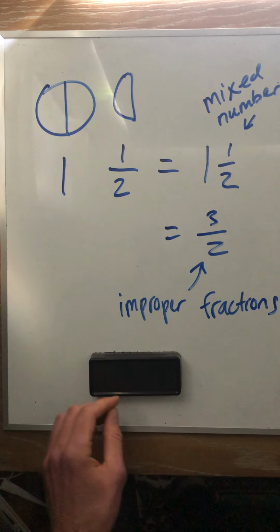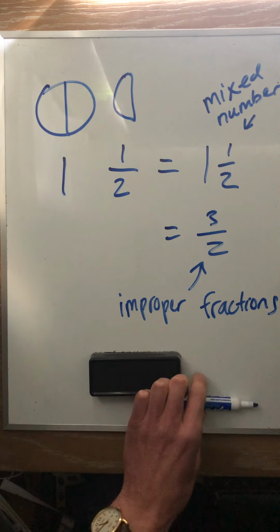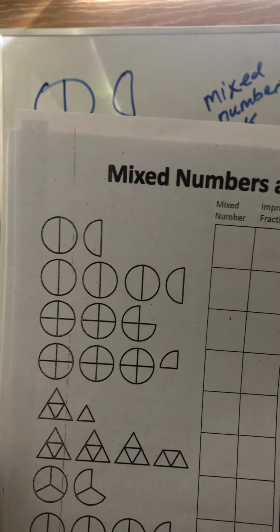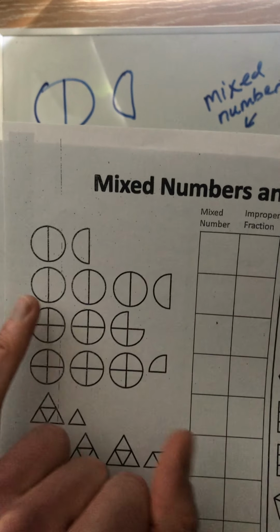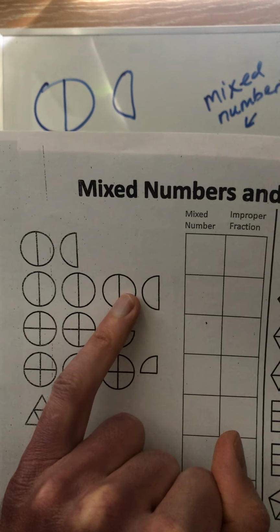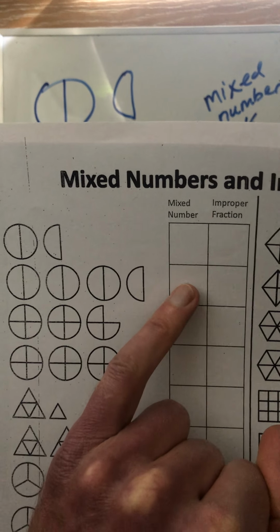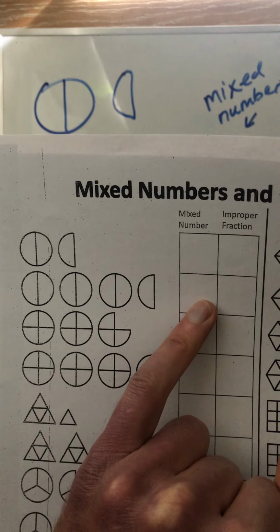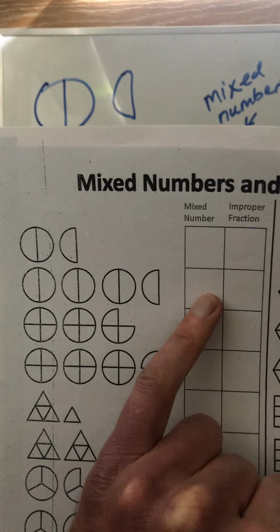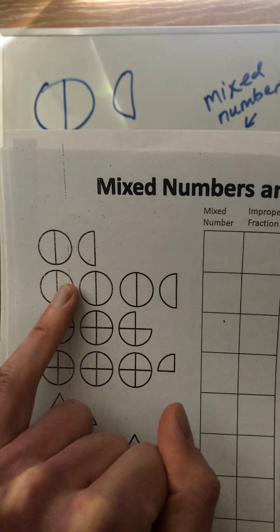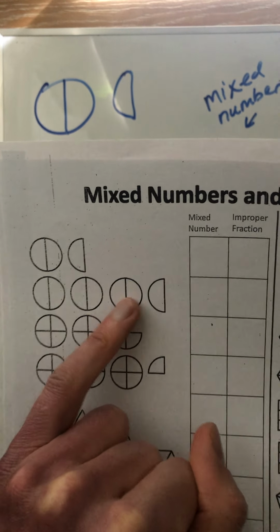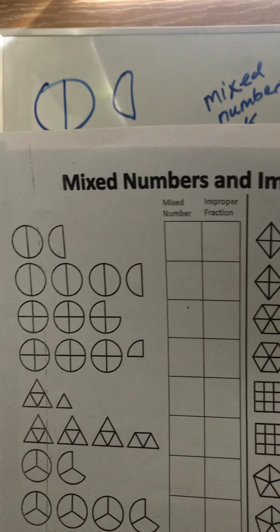That one's easier than some, but look at the next one. Okay, how many wholes do we have? Well, 1, 2, 3 wholes and a half. So the mixed number is 3 and a half. And what's the improper fraction? Well, how many halves do you have? We got 1, 2, 3, 4, 5, 6, 7. 7 halves. Oh, I just did another one for you.